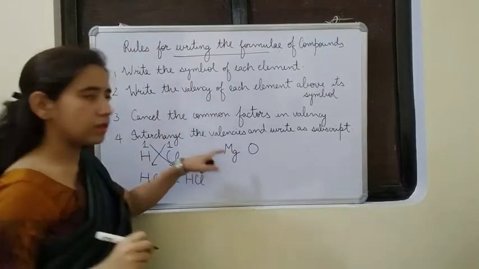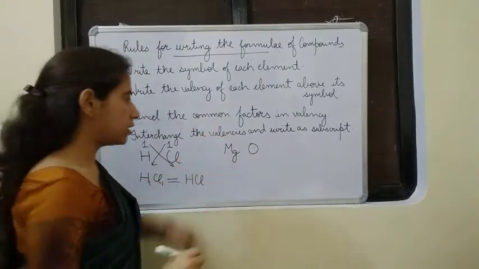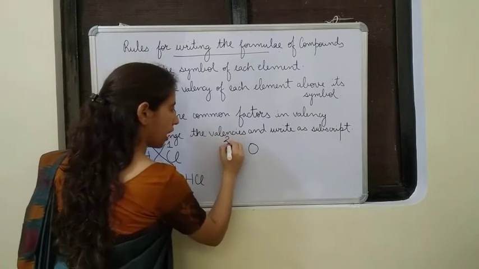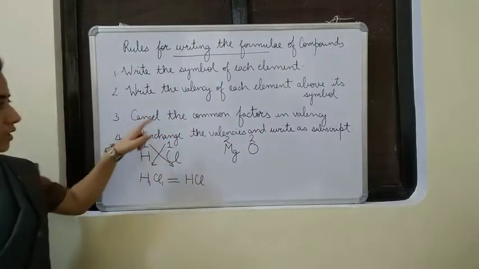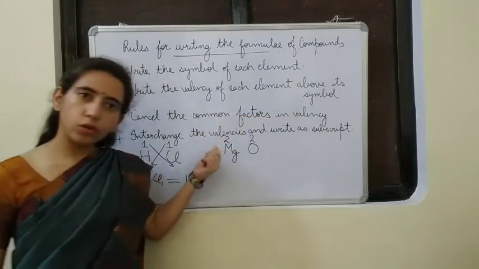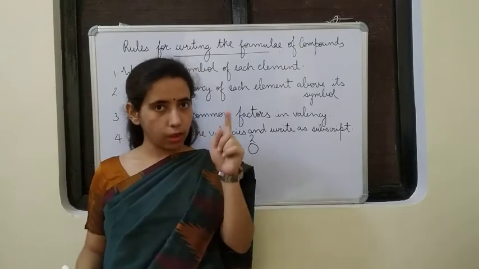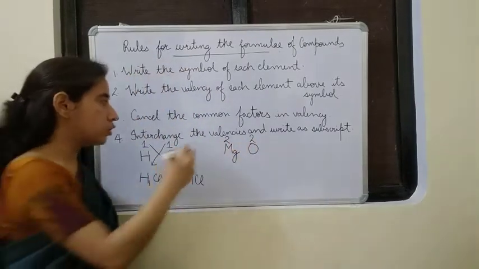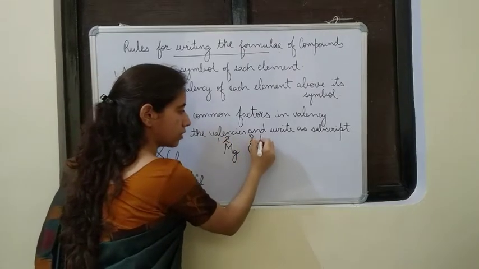Then we have to write the valencies of magnesium and oxygen above them. The valency of magnesium is 2 and for oxygen is also 2. Okay. Then cancel the common factors. Now we know this 2 and 2, they can be divided by a term 2, isn't it? Number 2 can divide both of them. So we will cancel. So 2 1s are 2 and 2 1s are 2.